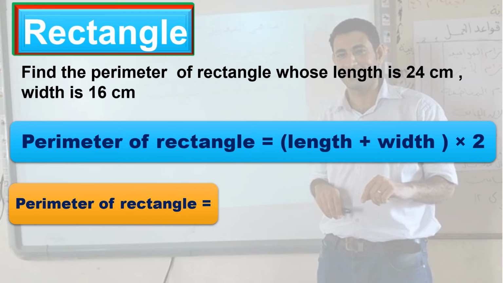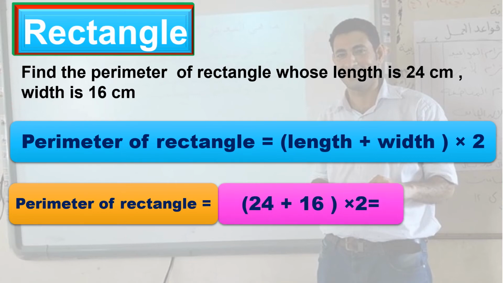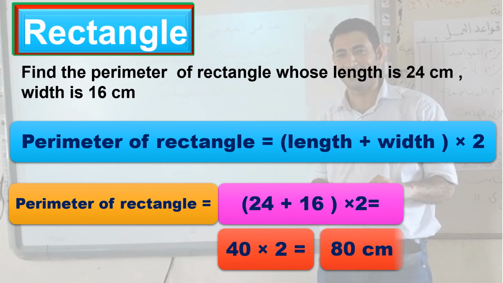We will start replacing the word length with its value. The length here is 24, and the width will be 16. So 24 plus 16 times 2. 24 plus 16 equals 40, times 2 equals 80 centimeter. Then the perimeter of rectangle equals 80 centimeter.